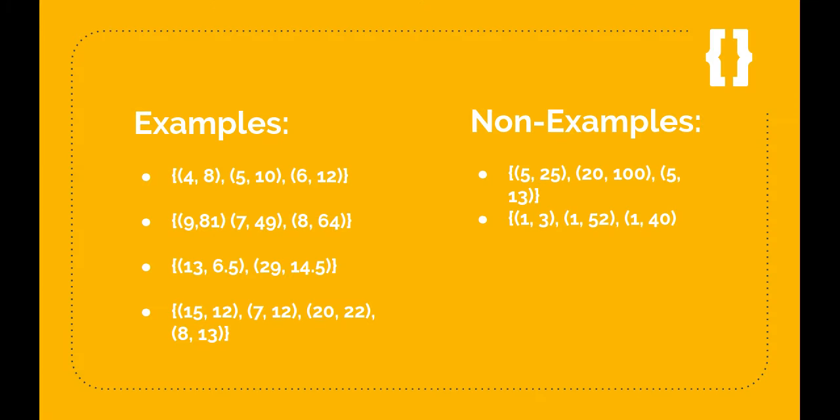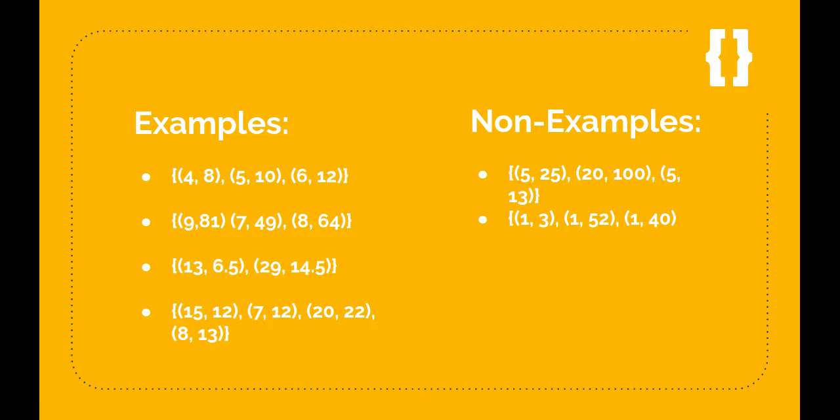So moving on, I have some examples of some ordered pairs. You see those squiggly lines that are around the groups of pairs? Those just show what is in a single set. So in the first example, we have (4, 8) is a pair of numbers, (5, 10) is a pair of numbers, and (6, 12) is a pair of numbers, and they all belong in the same set.